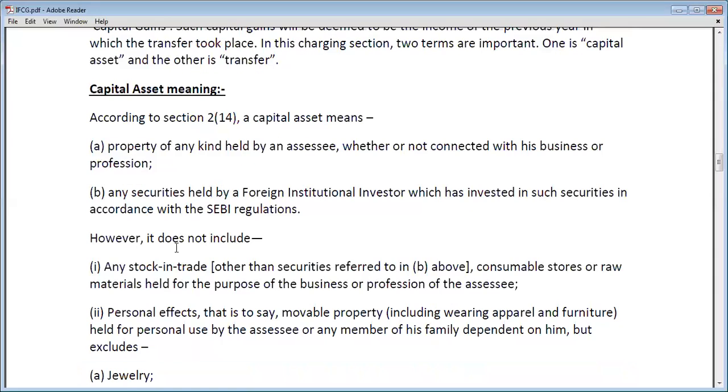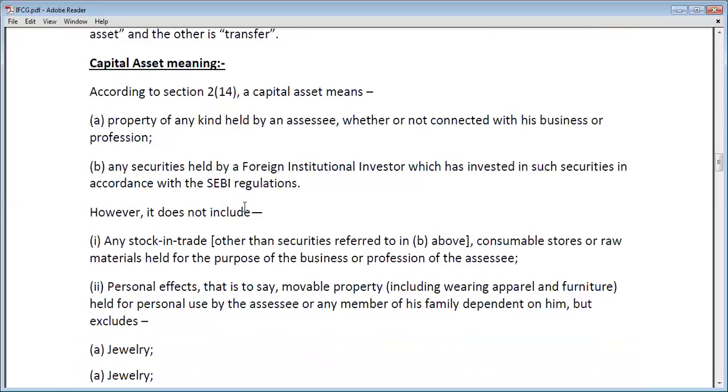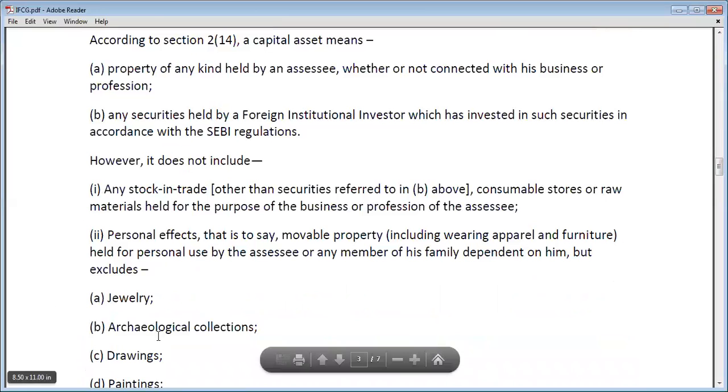Now, however, the following assets will not be included in capital assets. So let's see.